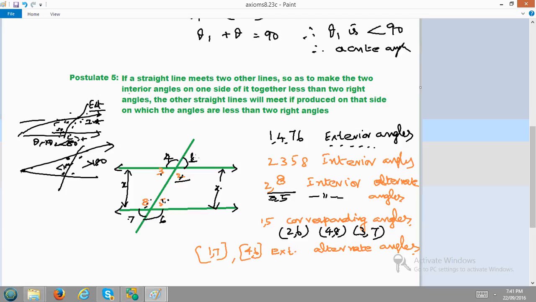So what is the relationship between 1 and 7? 1 and 7 are called exterior alternate angles. These are exterior but on different sides of this line. Similarly, 4 and 6 are on opposite sides, so they are exterior alternate angles. Like the interior alternate angles you found here, interior alternate means opposite.